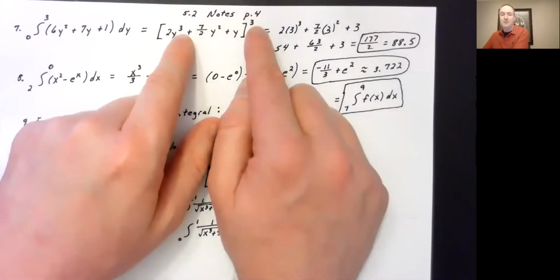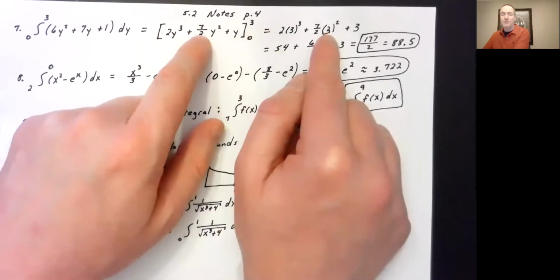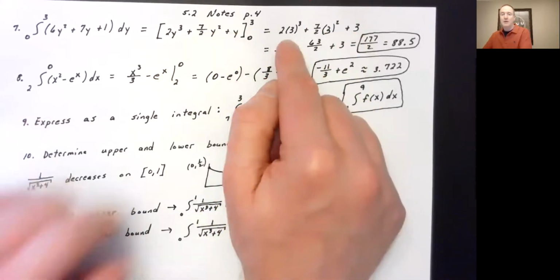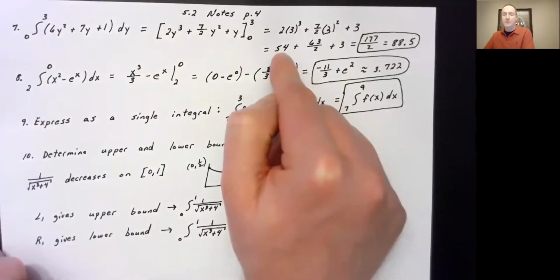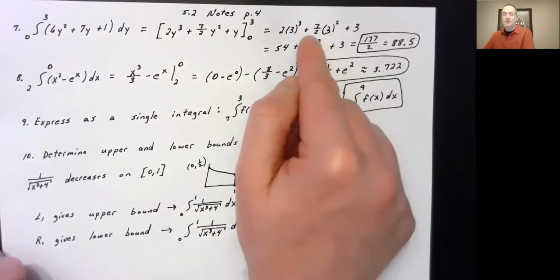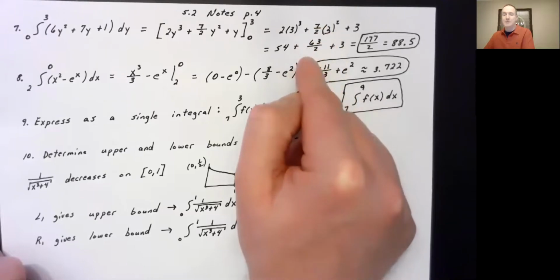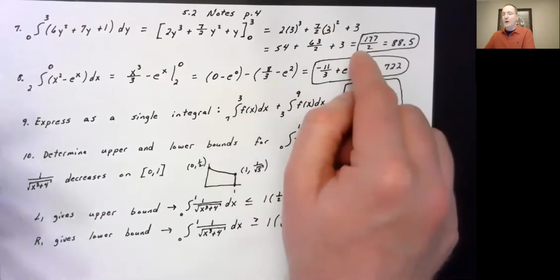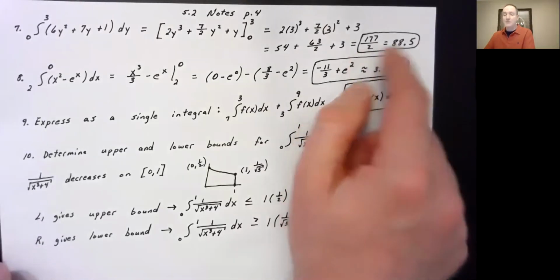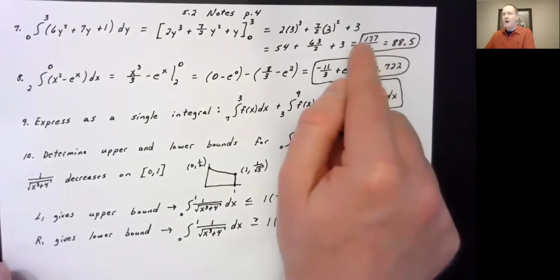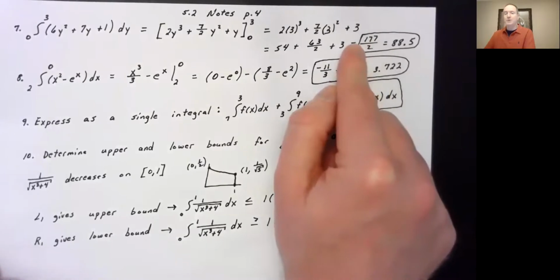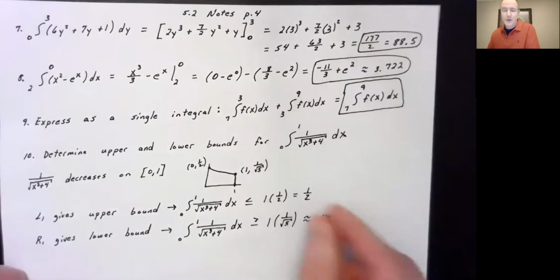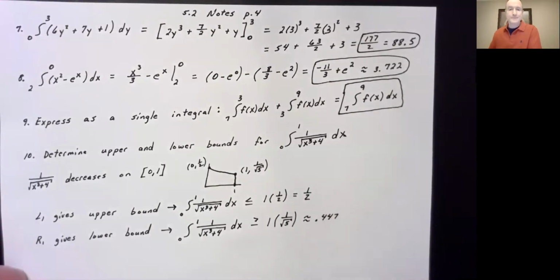You'll have 2 times 3 cubed minus 7 over 2 times 3 squared plus 3. This gave me 2 times 27 is 54, minus 63 over 2, 7 times 9 is 63 over 2, and then plus 3. Added those together, whether you get an answer of 177 over 2 or 88.5, oftentimes a teacher will want a fractional answer. That's the reason I put the 177 over 2 there. Of course, both answers are fine for me.